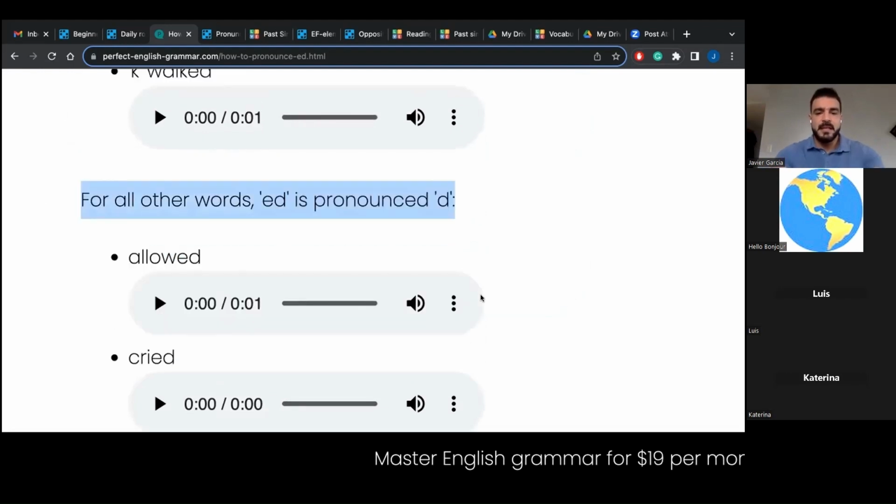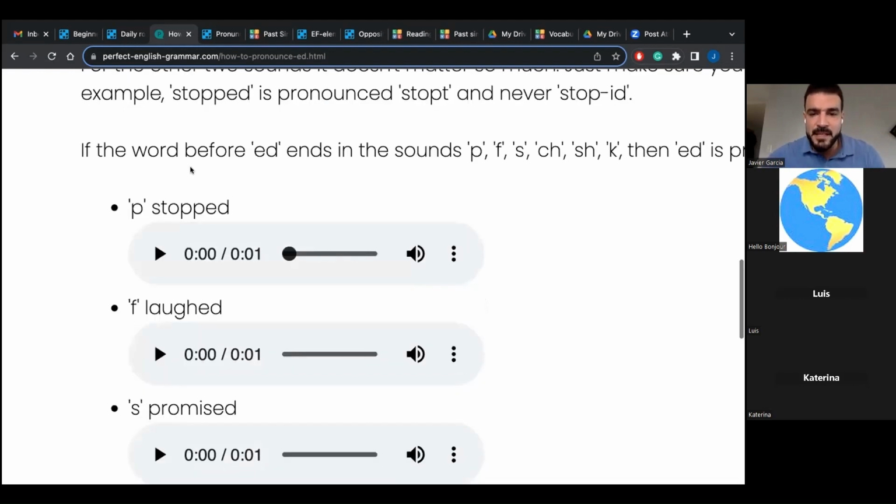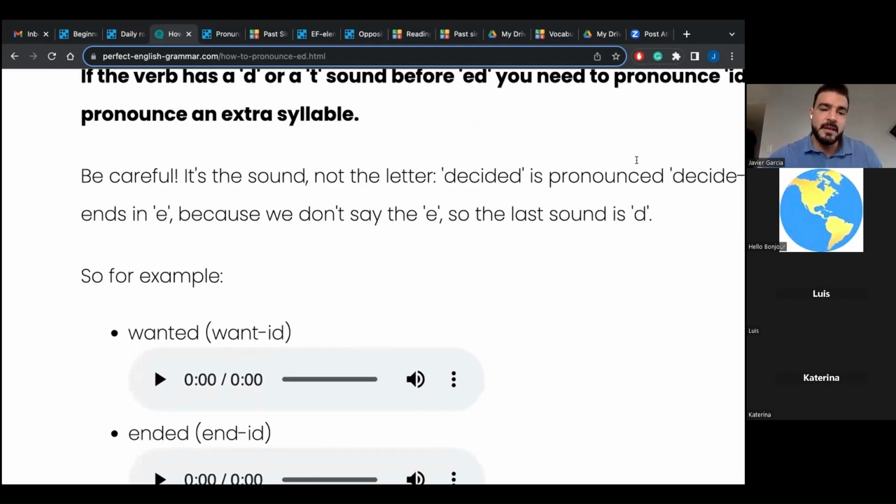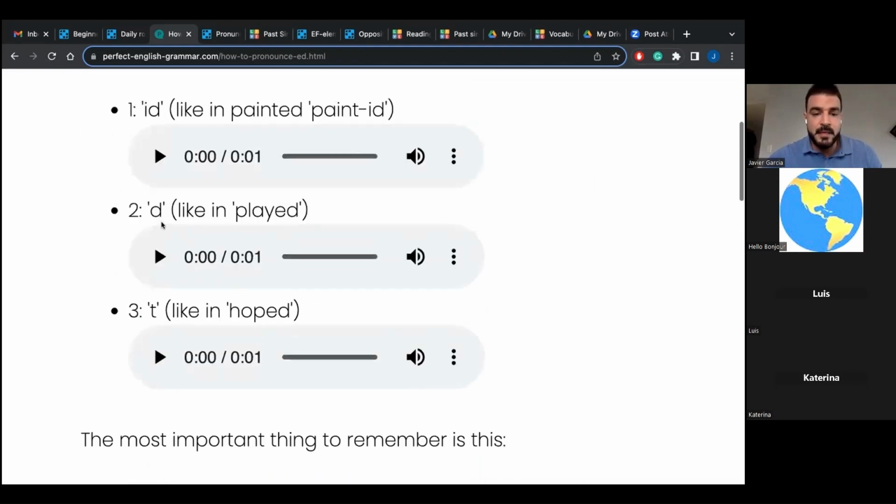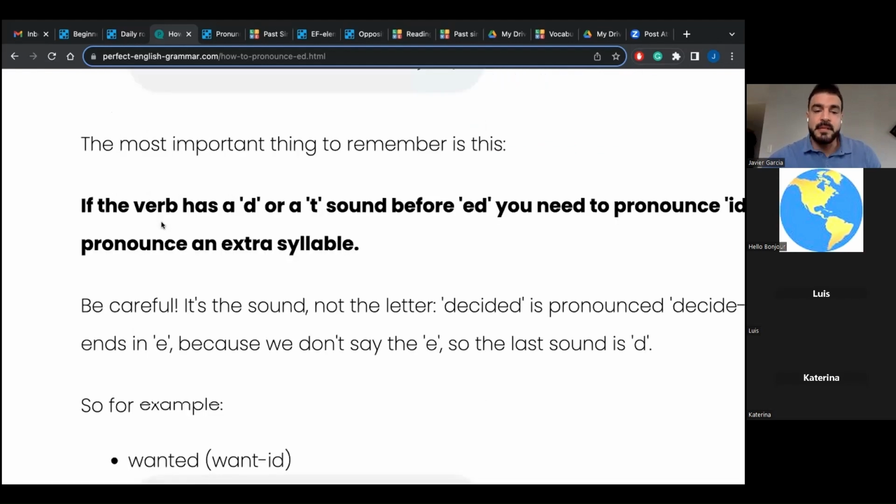Duh. Can you repeat it with me, Luis? Right? Okay, so what do we follow? What are the rules for the D sound? The rules for the D sound are very simple. Any other consonant or vowel that is not in the list of the T sound and is not in the list of the ID sound is going to be pronounced like a D, okay?